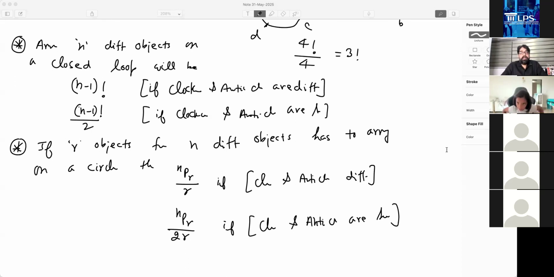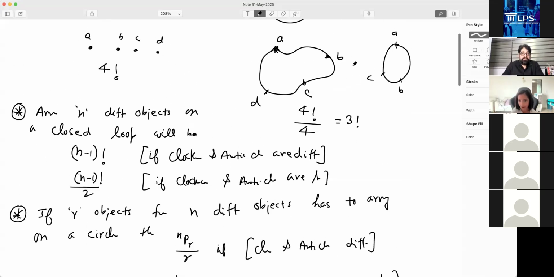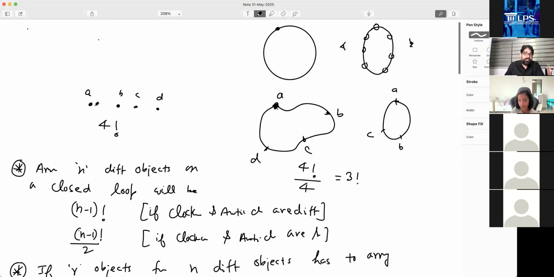I have a question. Why are we writing n minus 1 factorial? Sir, I didn't understand why we are writing n minus 1 factorial. See, when you are arranging in a row, that will be n factorial. If you are arranging in a circle, there will be n minus 1 factorial because the order arrangement will be missing.